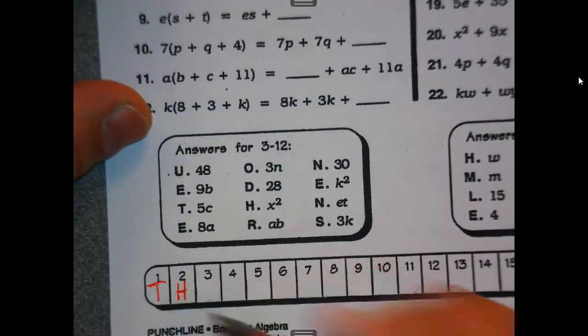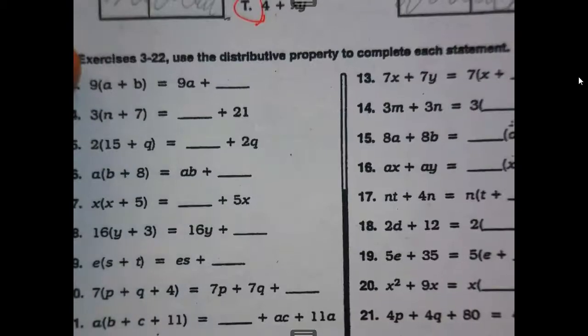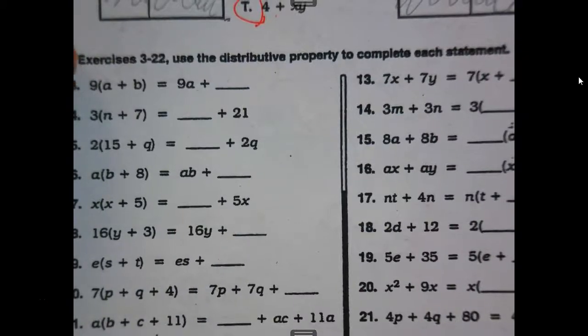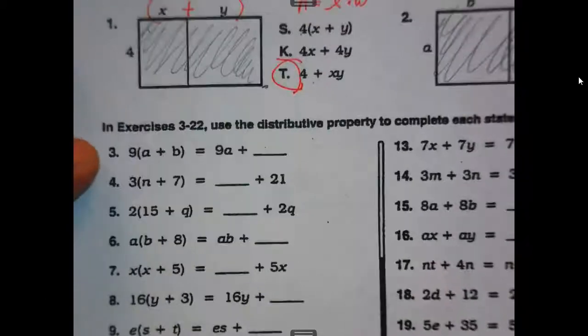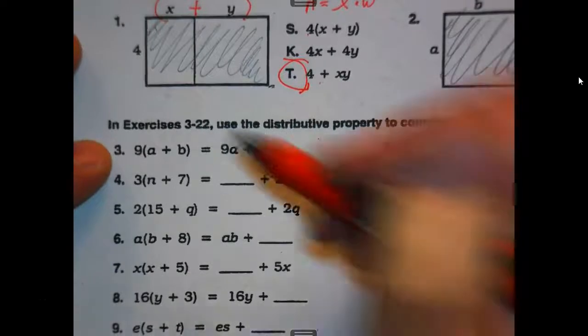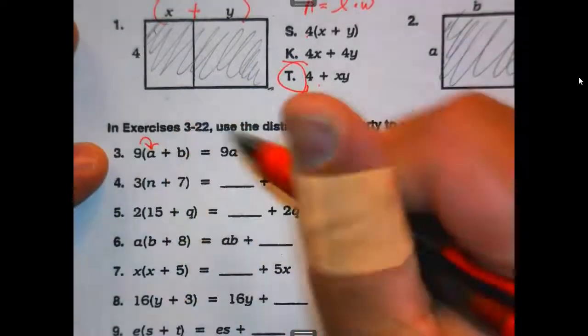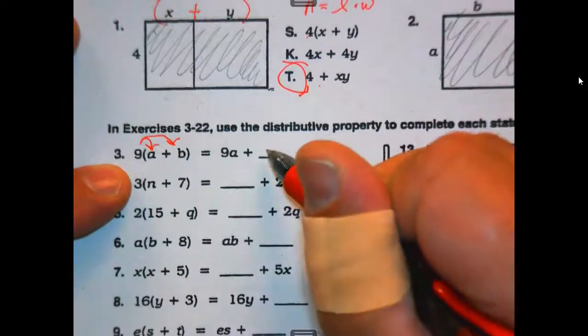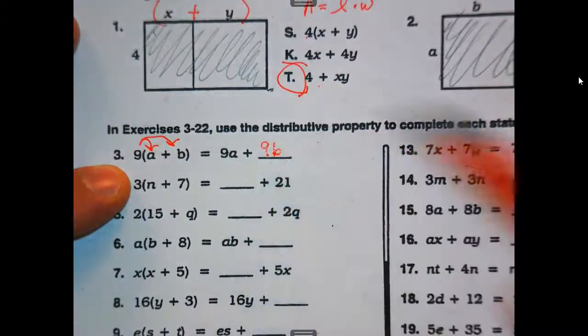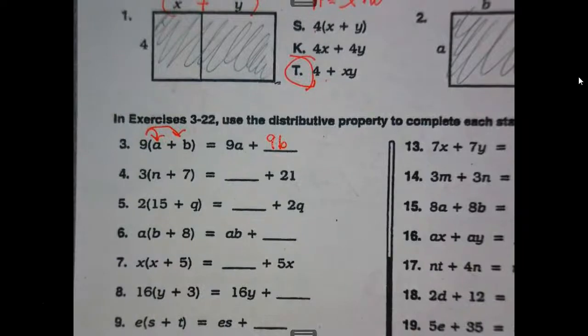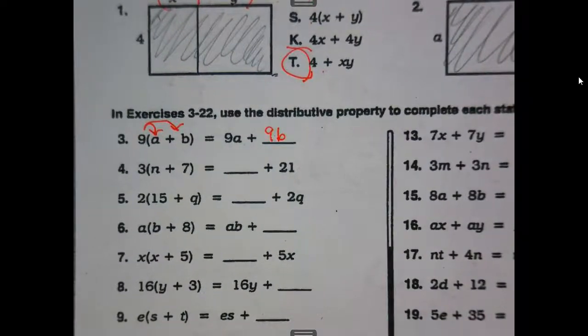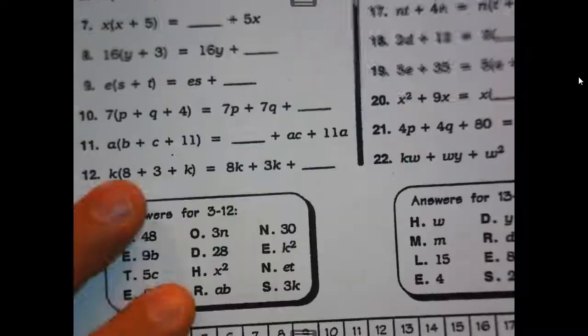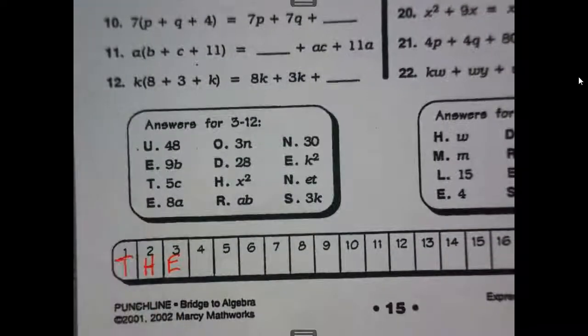They're just distributing it. So they start you off. So the other answer is going to be 9B. 9B is E. I know the first word, it's the.